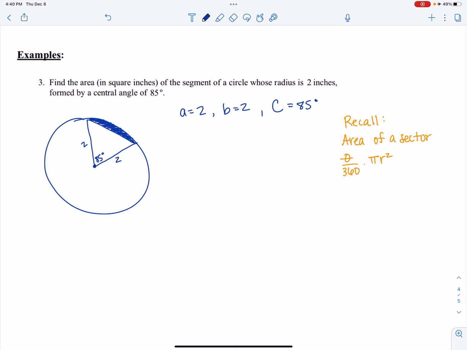So our area of our sector is going to be theta over 360, so it's 85 over 360 times pi r squared, so 2 squared. And when we multiply that out, we should get 2.967. So that's the area of the sector. I'm talking about this whole piece that's been carved out. That's the area of the sector.